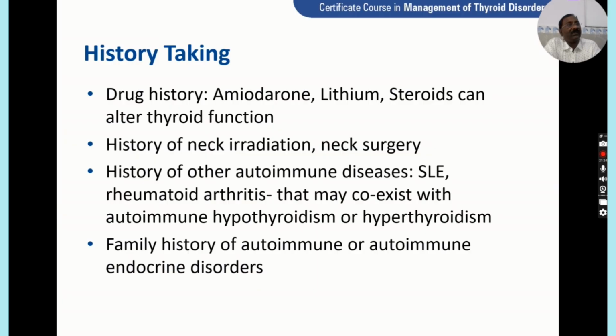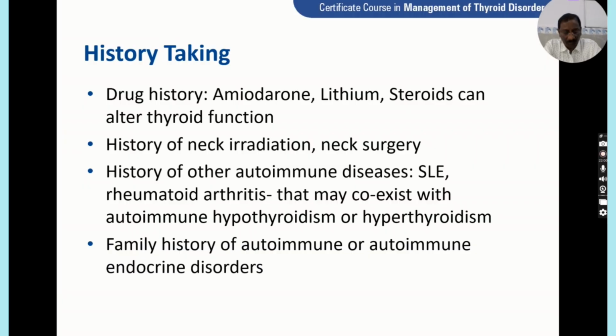History of neck radiation, neck surgery. So they cause post-surgical hypothyroidism. Post-thyroidectomy, you should supplement thyroid hormone, levothyroxine, for lifelong. Post-thyroidectomy and post-irradiation. History of other autoimmune diseases like lupus, rheumatoid may coexist with autoimmune hypothyroidism or hyperthyroidism.